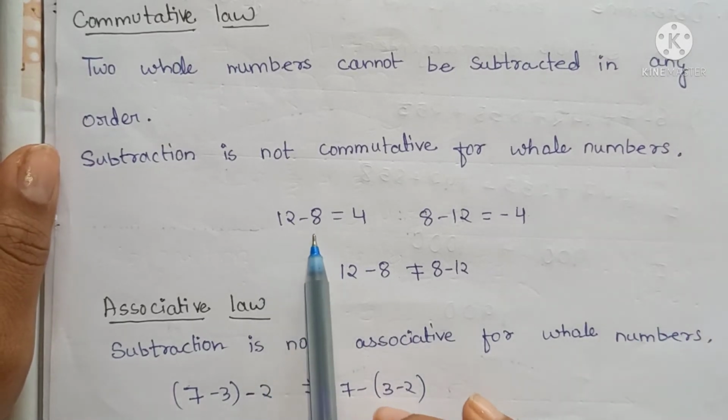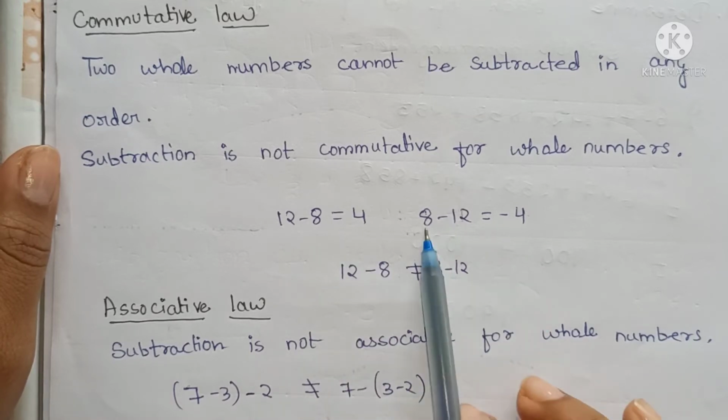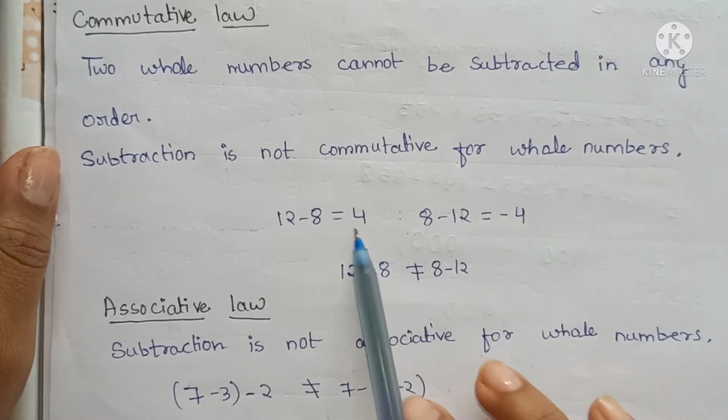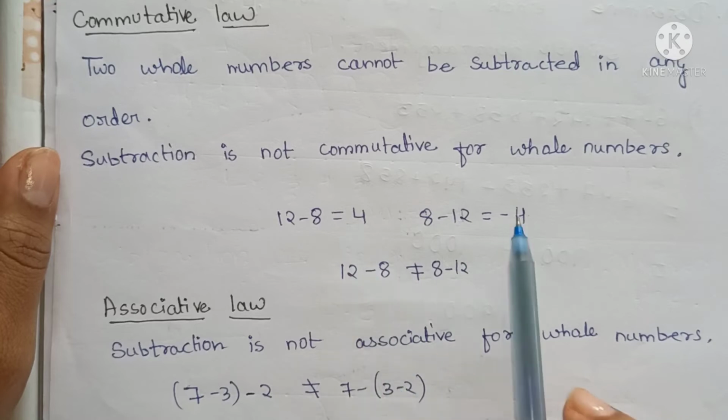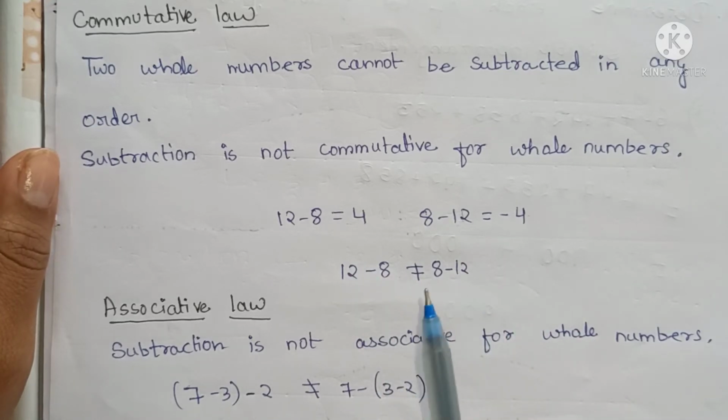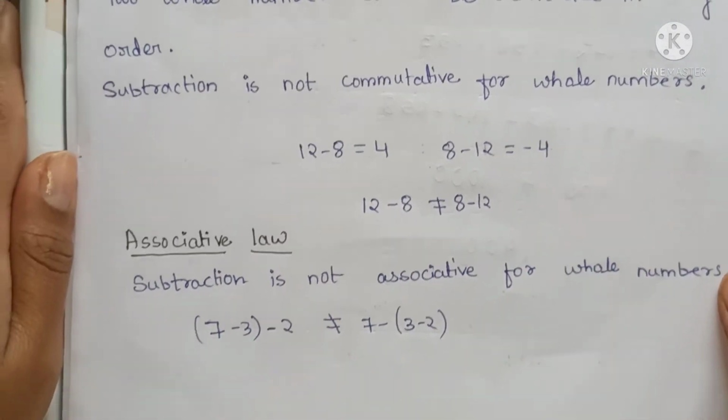For example, 12 minus 8 is 4. 8 minus 12 is minus 4. So here we can see that the answers are not the same when we change their order. So what we can say is that subtraction of whole numbers is not commutative.